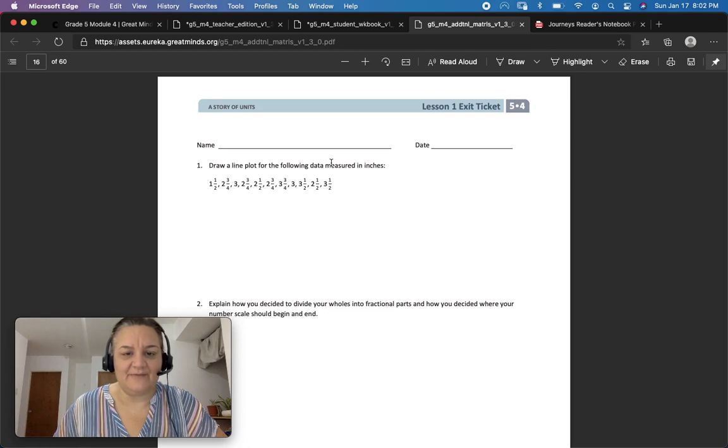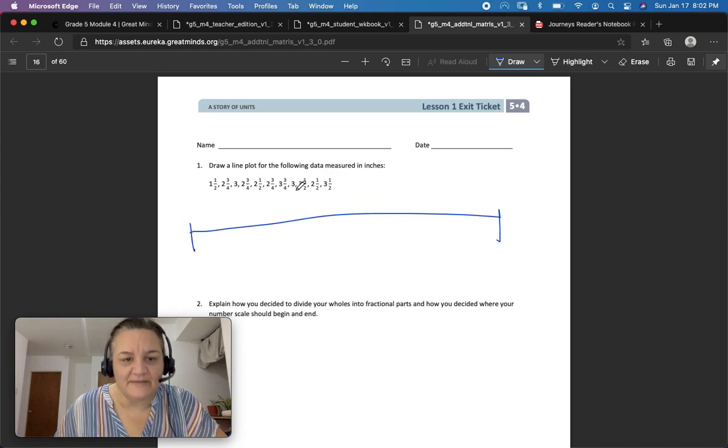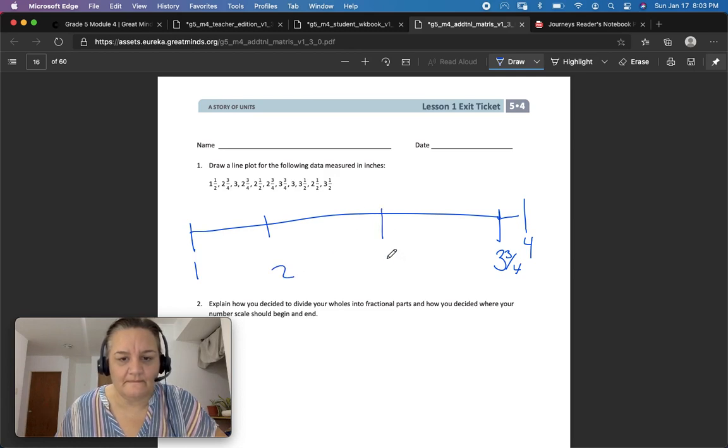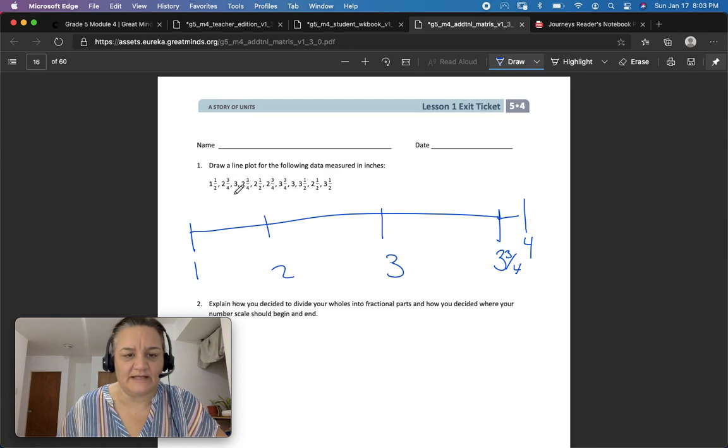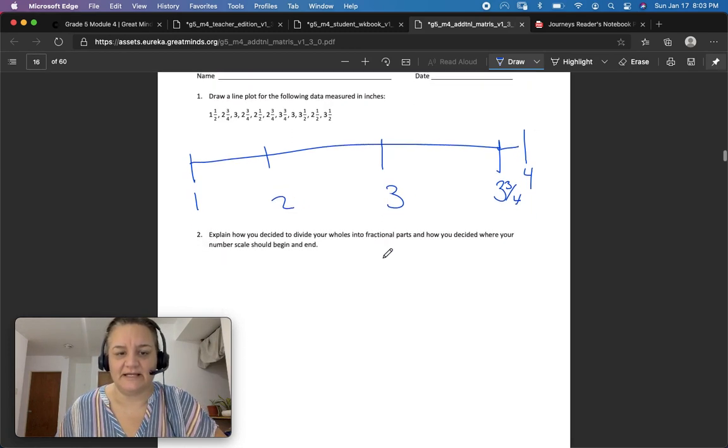Draw a line plot for the following data measurements. Okay, so there's your data, and you're going to draw a line plot with that data. Look for the big numbers first. Okay, 3, 3 1/4. All right, so you're going to need to put 3 and probably 3/4 here is going to be your biggest one. So you might want to even make this line plot all the way up to 4. Okay. So there's 1, 2, 3, 4, and then draw in all the data, all your X's. Okay, do a better job than I did. My line is a little messy.